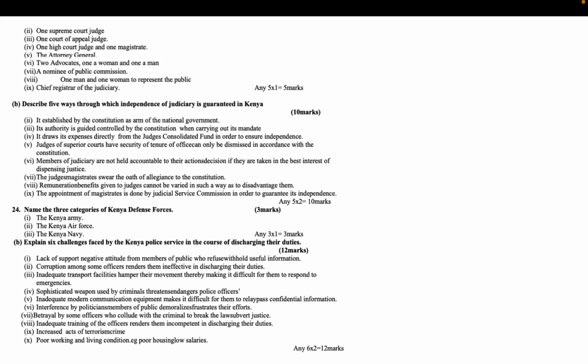Name the 3 categories of Kenya Defense Forces. 3 marks. The Kenya Army. The Kenya Air Force. The Kenya Navy. Any 3x1 equals 3 marks.